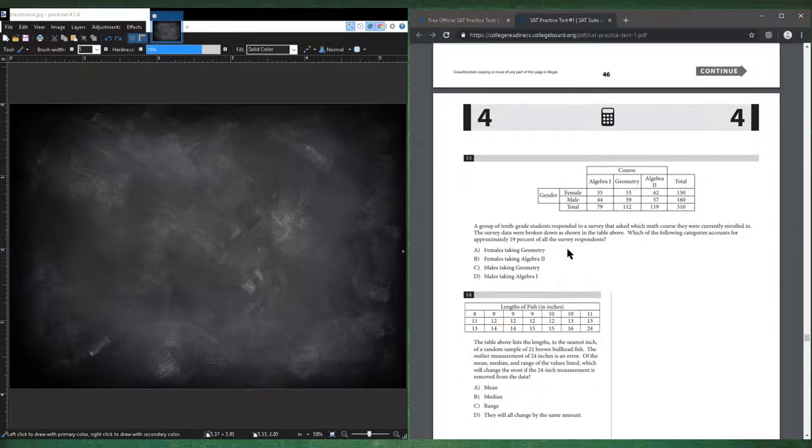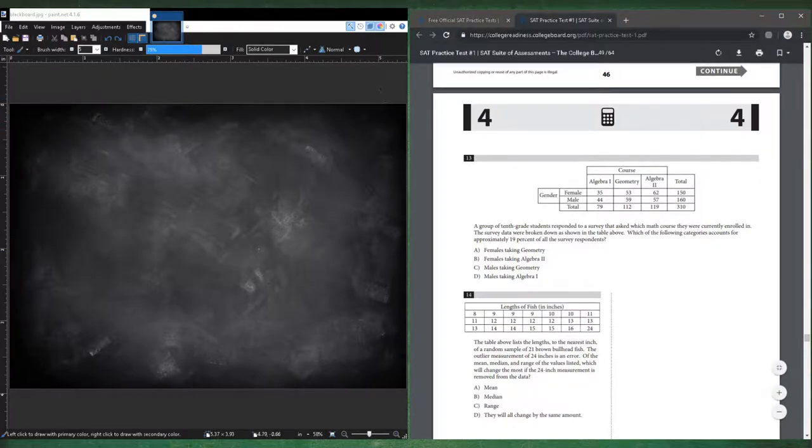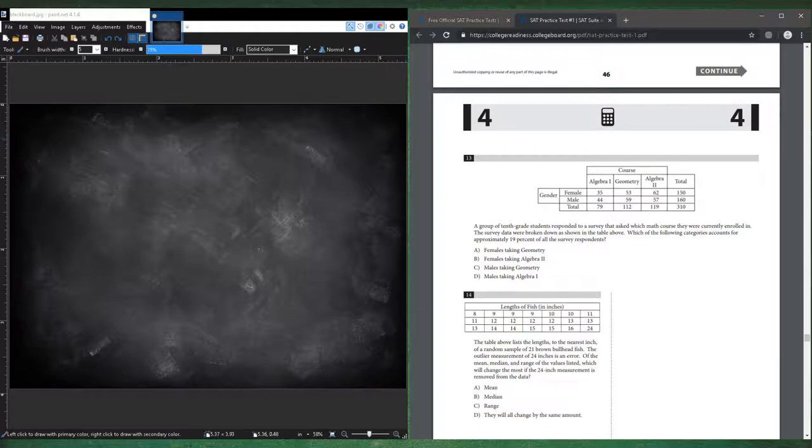Question 13. A group of 10th graders respond to a survey and ask which math course they are currently enrolled in. The survey's data was broken down in the data above. Which of the following categories account for approximately 19% of the survey accountants? So, of all survey accountants.